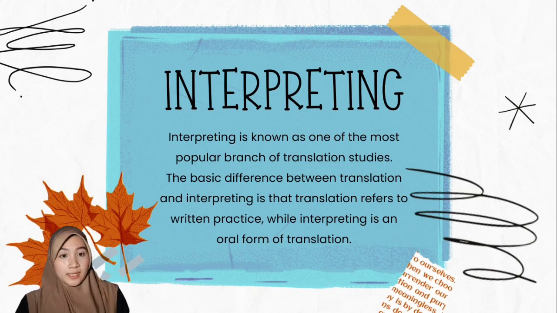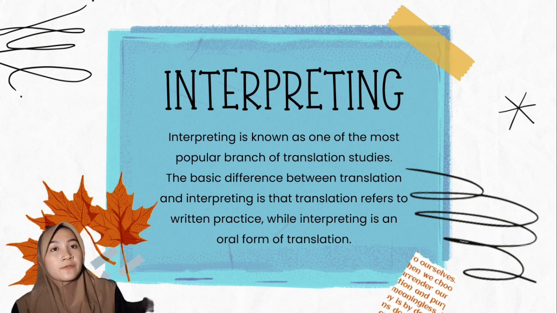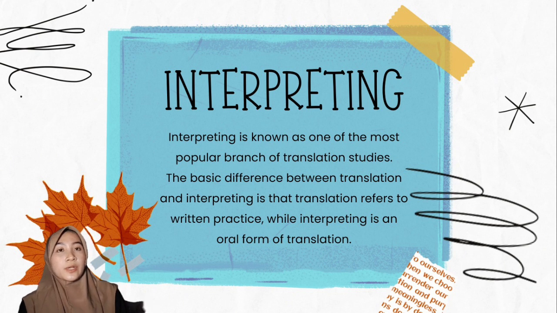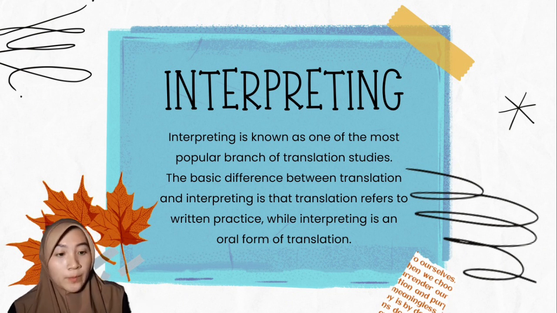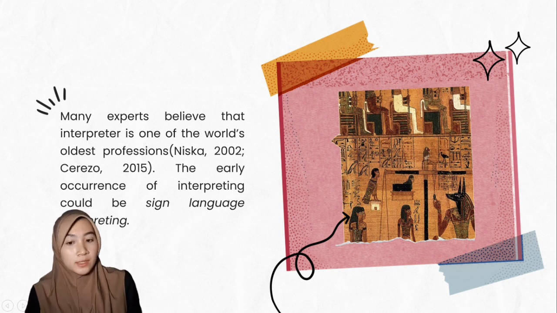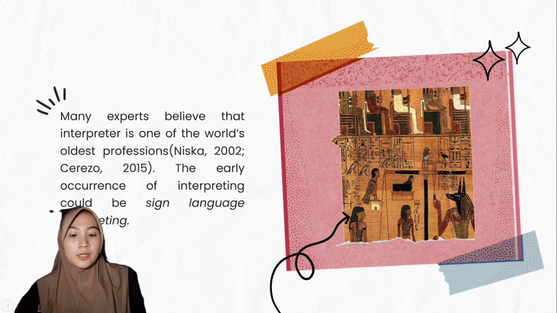What is interpreting? Interpreting is known as one of the most popular branches of translation studies. The basic difference between translation and interpreting is that translation refers to written practice, while interpreting is an oral form of translation. Many experts believe that interpreter is one of the world's oldest professions. The early occurrence of interpreting could be sign language interpreting.